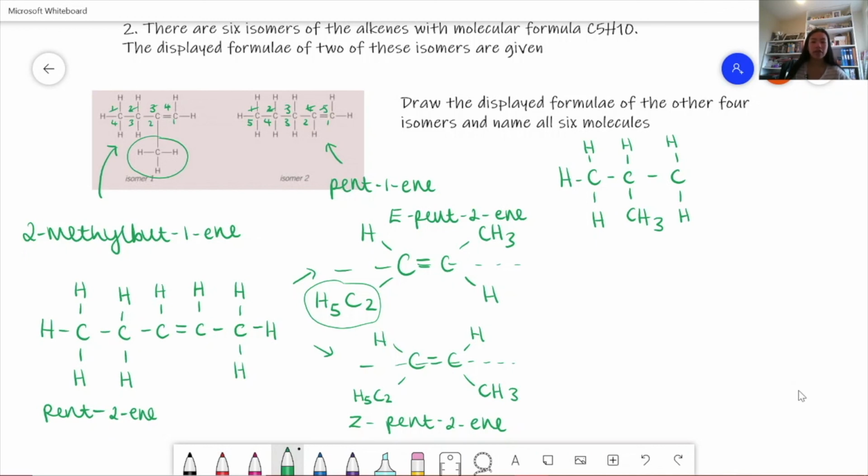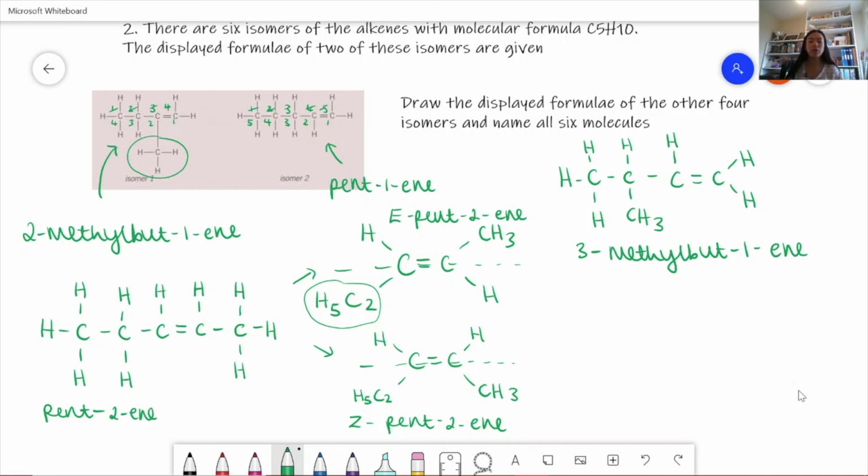And then we're going to have a carbon with only one hydrogen, because then we're going to have a double bond and then a carbon with two hydrogens. So this is another isomer. And so we have 4 carbons in the longest chain, and this time the methyl group is on the third carbon, and so this is 3-methylbut-1-ene.